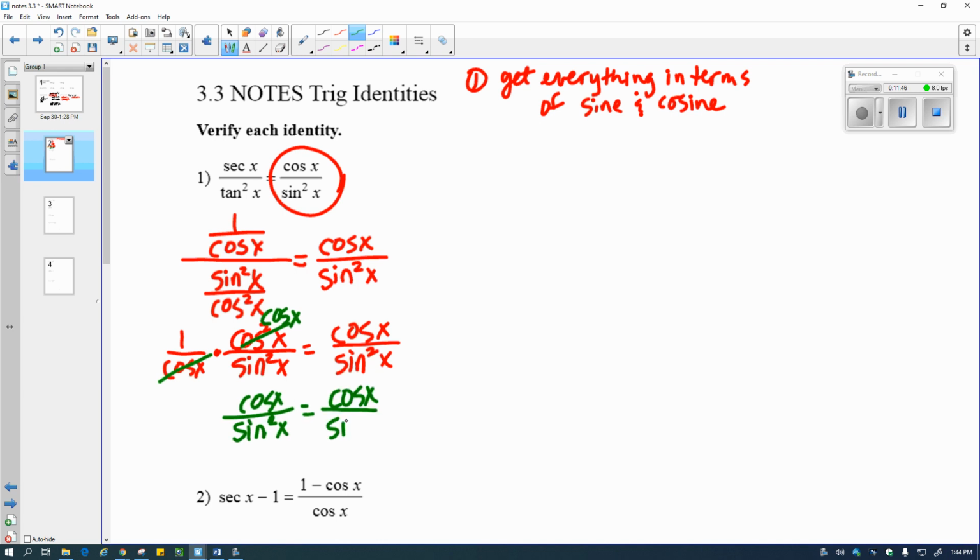Now they look exactly alike. Once they get to that exact same position, I am done. I have verified my identity. I used all of my math skills and my knowledge of what each of these things mean, and I worked my way through to get them to look exactly the same on both sides. That's my goal. That's verifying an identity.